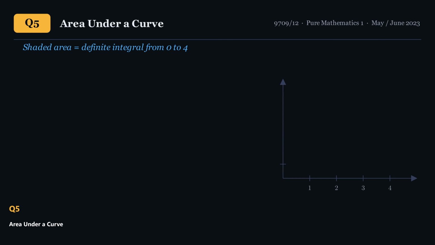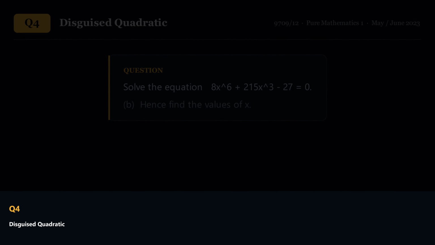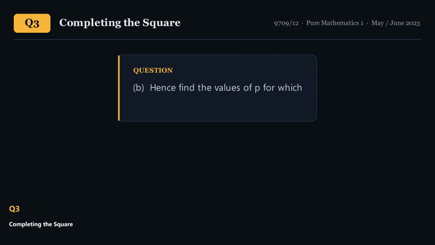Area beneath a curve, definite integration. A disguised quadratic in x cubed. Completing the square and no real roots. Binomial coefficients. Question 1. Equation of a curve from dy by dx.